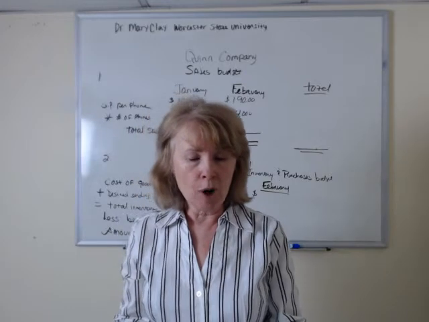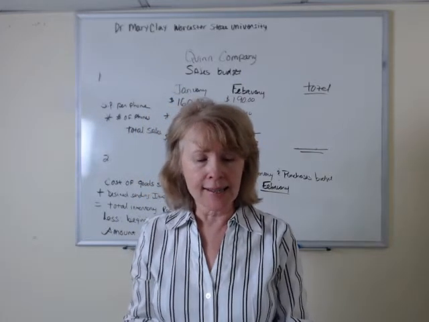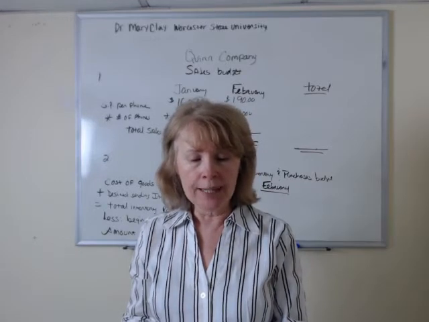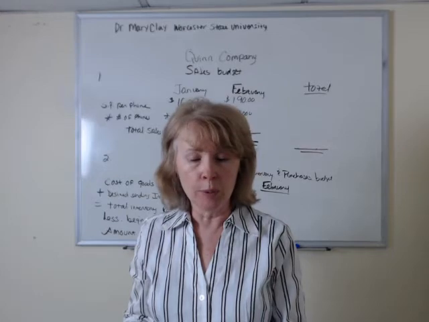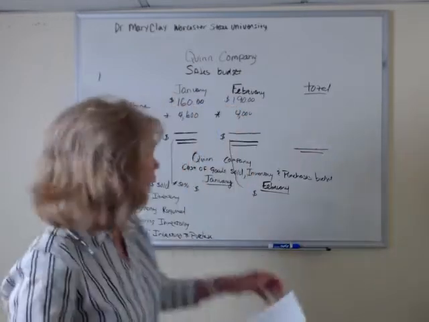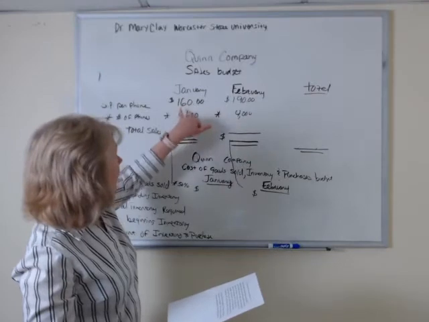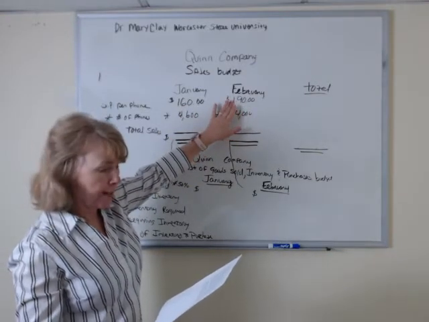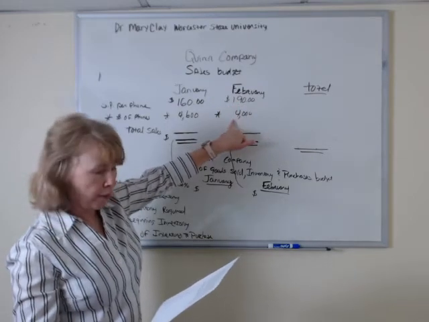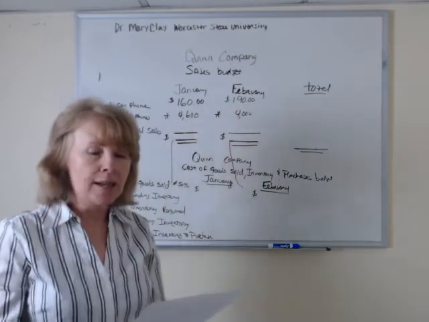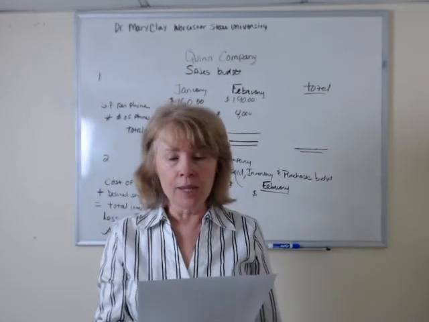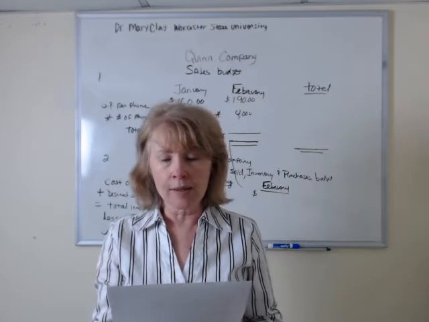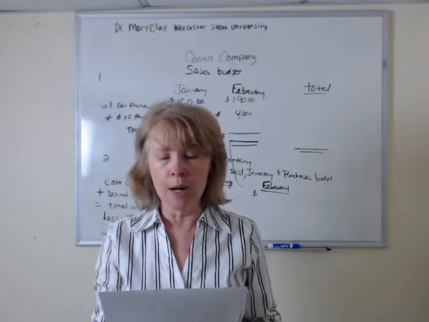So this particular problem states that Quinn Company sells mobile phones worldwide. The company expects to sell 4,600 mobile phones for $160 each in January. February, they anticipate the selling price of $190, and they're going to sell 4,000. Quinn expects the cost of goods sold to average 50% of sales revenue. Okay, we'll need that later on. The company also expects to sell 4,200 mobile phones in March.